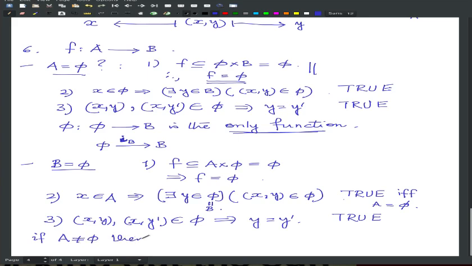then there exists no function f from A to the empty set. So you cannot transform a non-empty set to the empty set, but you can transform the empty set to a non-empty set. Okay? All right?